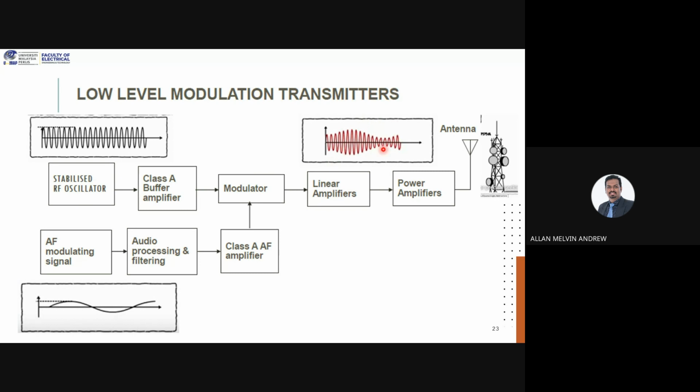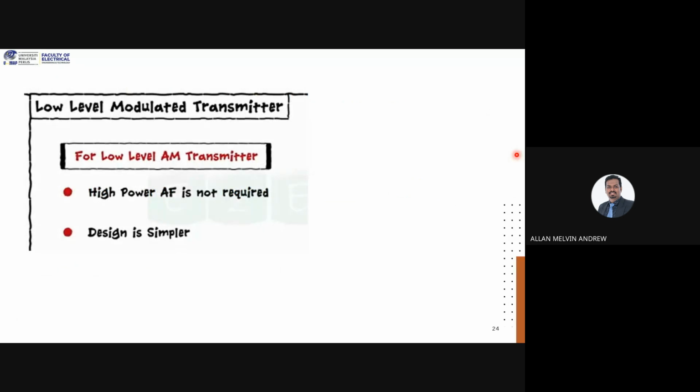Modulated signal and modulating signal are two different things. The modulating signal is your message signal. The modulated signal is the modulating signal combined with the carrier signal. It will be further amplified. This is linear amplification, and power amplification will usually be for transmission. Then it will be passed on. So, low level modulated transmitters.